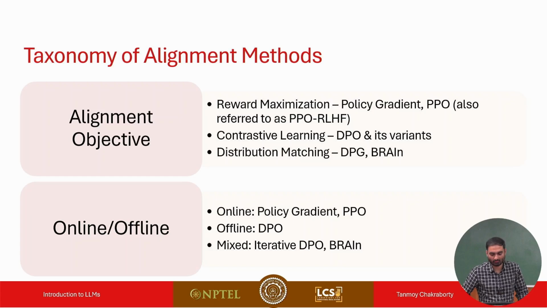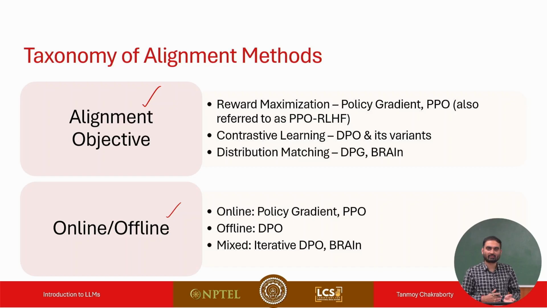Okay, so now alignment, if you look at the taxonomy or classification, different types of alignments, you can broadly classify them based on the alignment objective and based on whether they are essentially being executed online or offline, right? So alignment objective, if you look at a pure reward maximization based approach, don't worry about what reward is and so on, we'll discuss all these things in today's lecture, right?